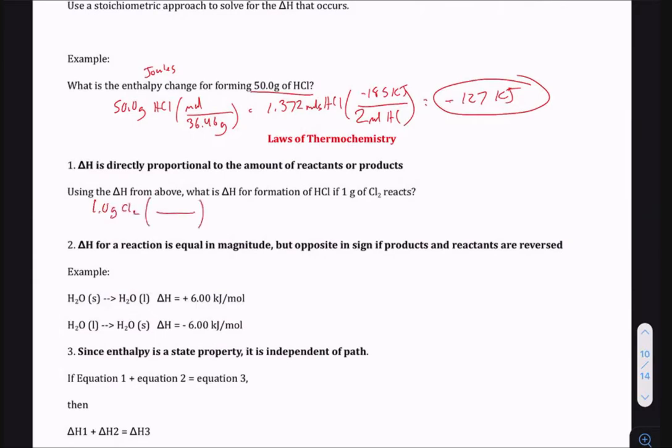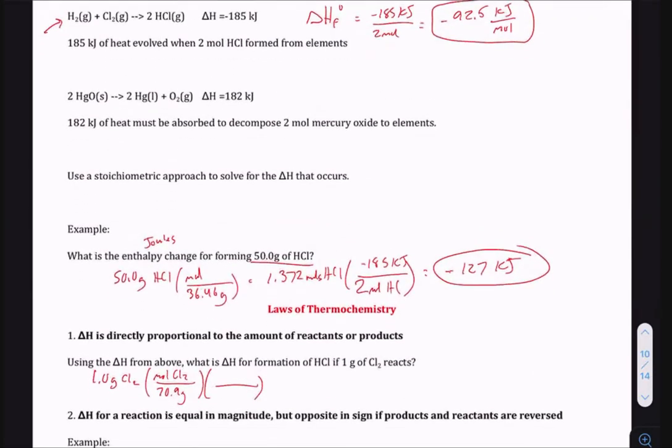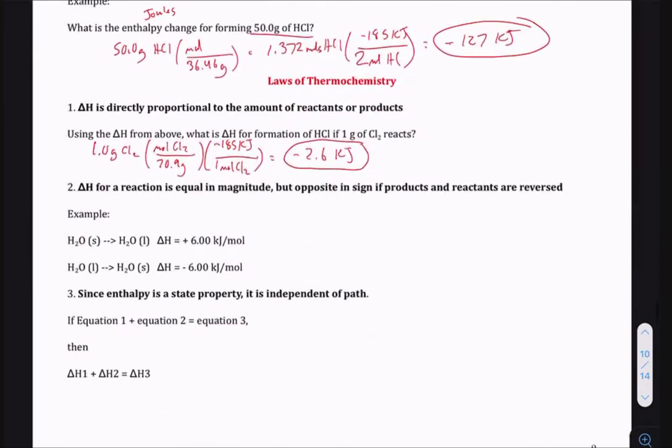Okay, so chlorine, the molar mass of chlorine, Cl2, is 70.9 grams. And in that equation up here, there's going to be negative 185 kilojoules for every 1 mole of Cl2 that reacts. So there'll be a release of negative 2.6 kilojoules. That's assuming that's the limiting reactant. Okay, so are you guys okay with the proportionality of heats of reaction? It just means you can use it stoichiometrically. It means it's proportional. That's all it means.